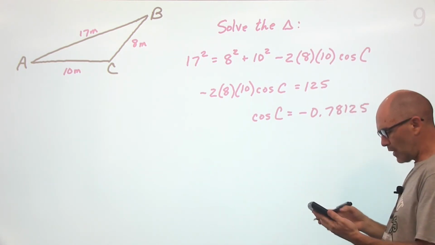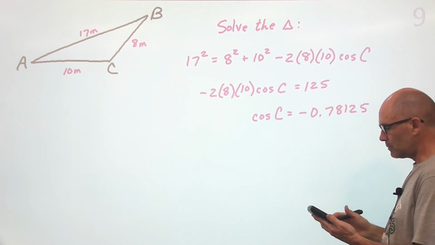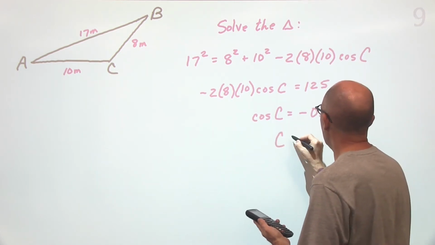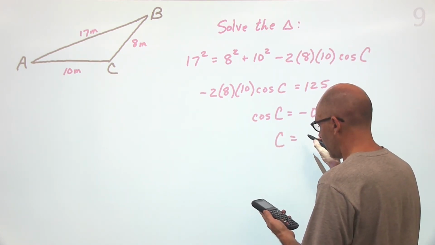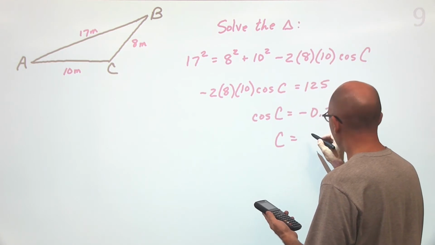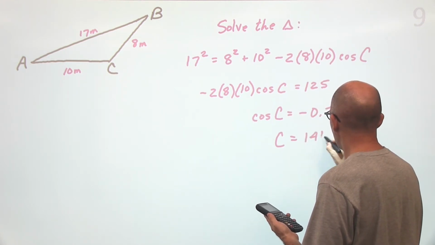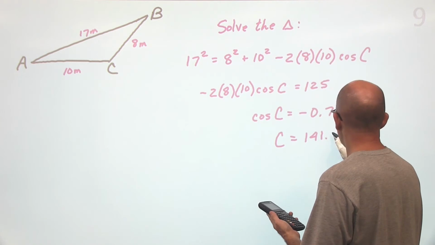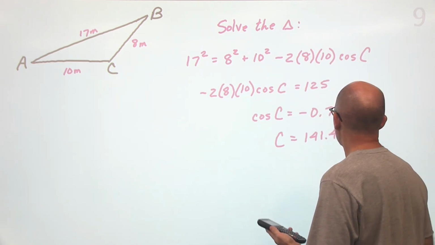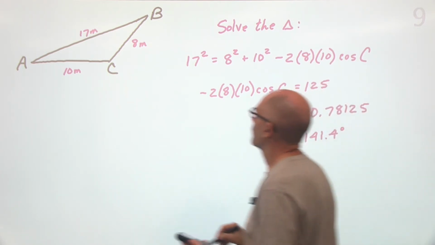So I take the inverse cosine of that and end up with angle C is 141.375, so 141.4 degrees. All right.